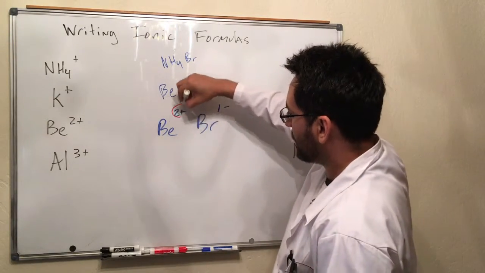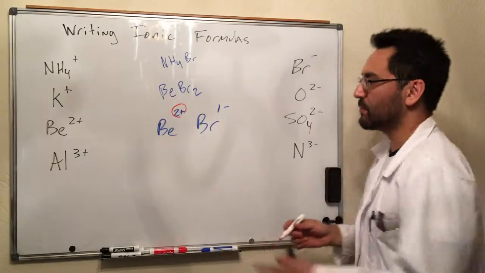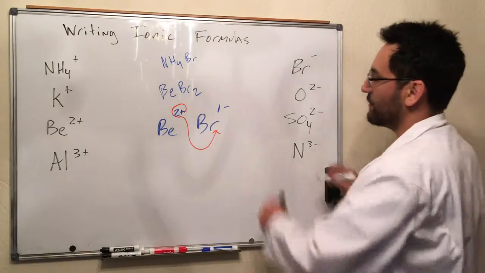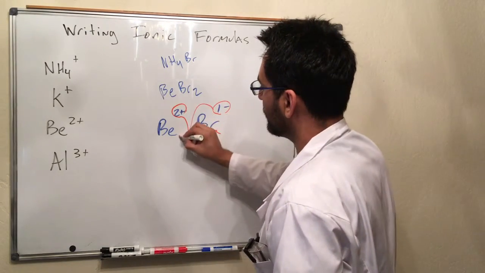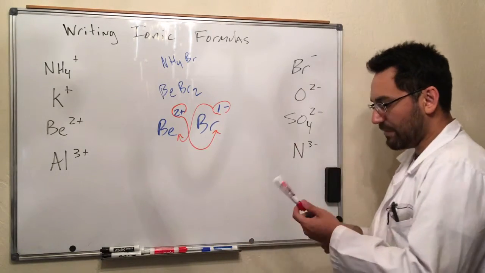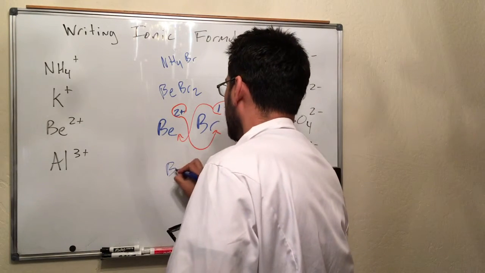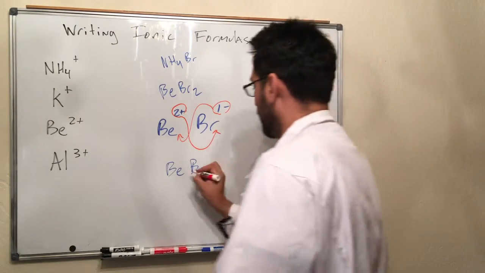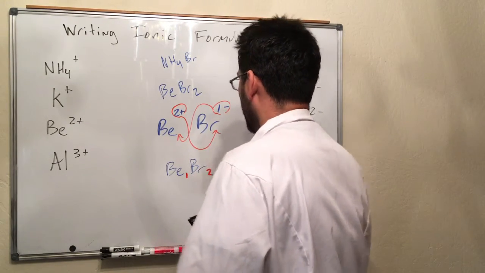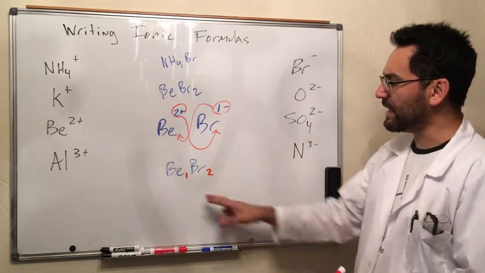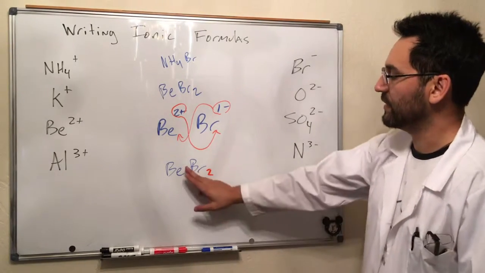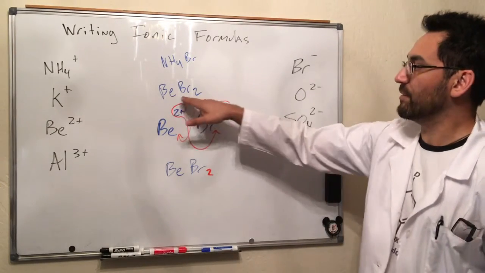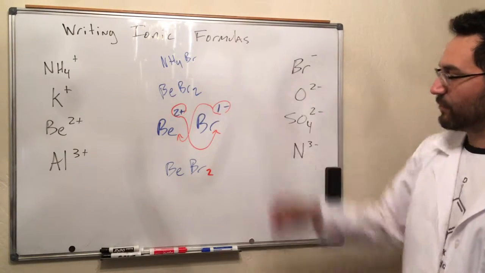And what we're going to do is move their charges. Well, we're not really going to move their charges, but we're going to take this number and bring it down here. And do the same here. We're going to move this and bring it down there. So that what we end up with is beryllium and bromine with a 1 and a 2 next to it, right? Now when there's a 1, we can just drop it. We don't need to keep the 1. Beryllium, bromine, beryllium, bromine. So you get the same formula.